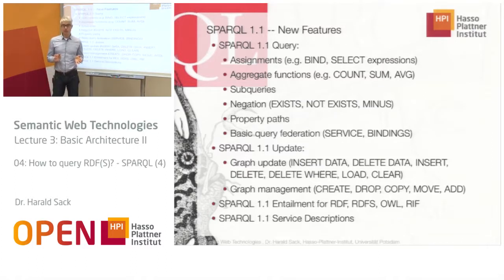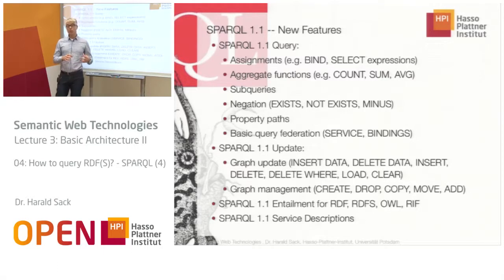There are several new features. There are features that concern the query with SPARQL, and there are some different features. For example, SPARQL becomes a fully fledged data manipulation language with a SPARQL update function. So in future with SPARQL 1.1, you can not only query RDF data, but you also can manipulate and update RDF data. And on the other hand, as a fourth part, SPARQL 1.1 also enables entailment for RDF, RDFS, OWL, and also for RIF, which is the rule interchange format.